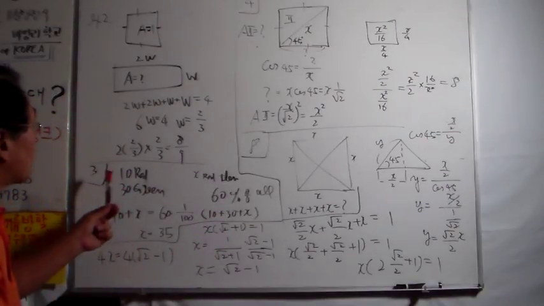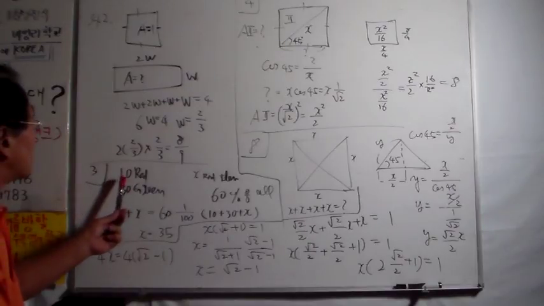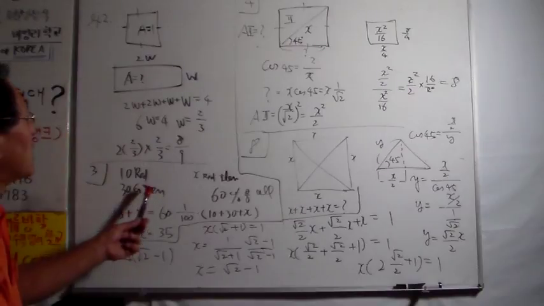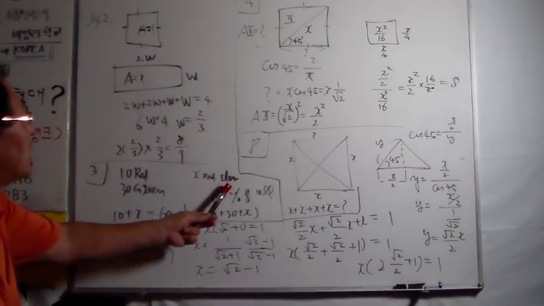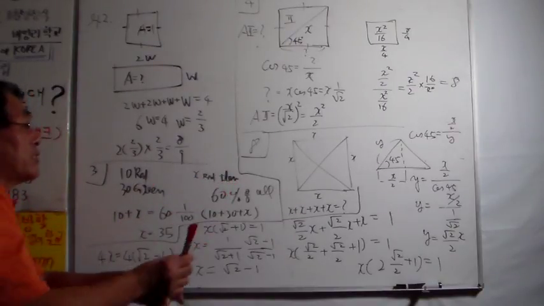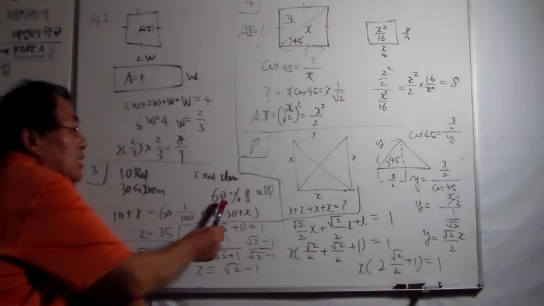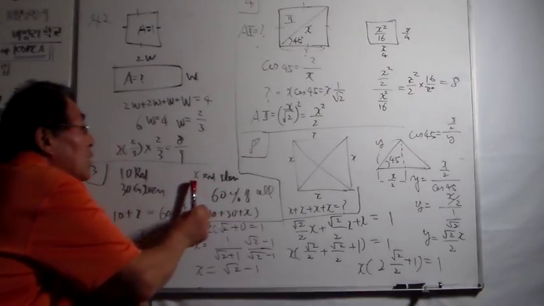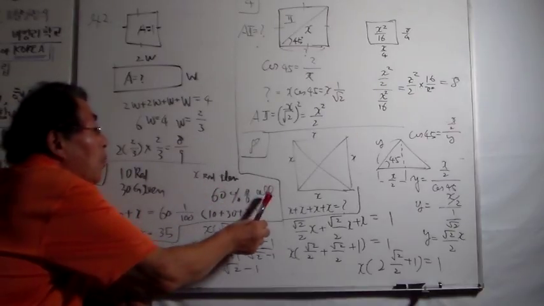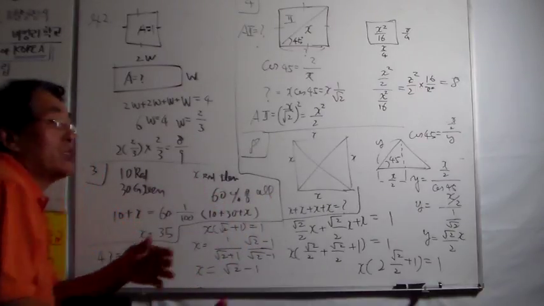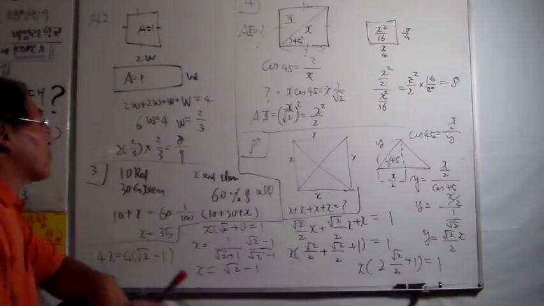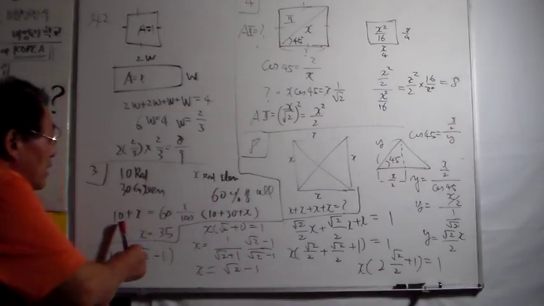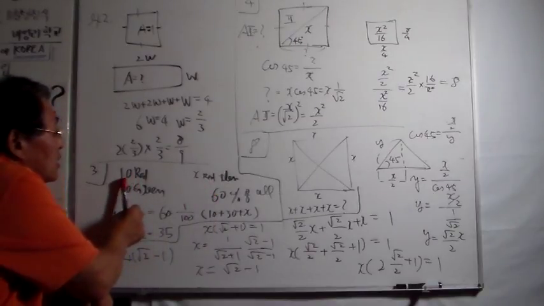Originally, the initial condition is 10 red and 30 green marbles in there. Then you added X red. The result is that red is 60% of all the marbles. So how many X did you put in? How many marbles are in there?